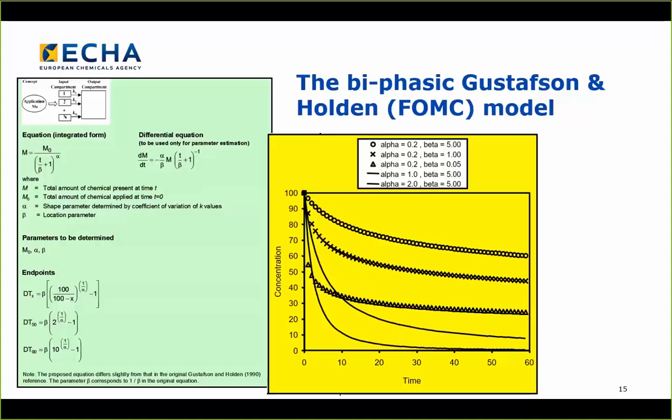Just to highlight that I will probably call it FOMC for the rest of the next 2 days. But if you read the FOCUS guidance, then it is sometimes referred to as the Gustafsson and Holden model. They're just the two authors that first came up with this idea of describing spatial variability through this particular kinetic model.